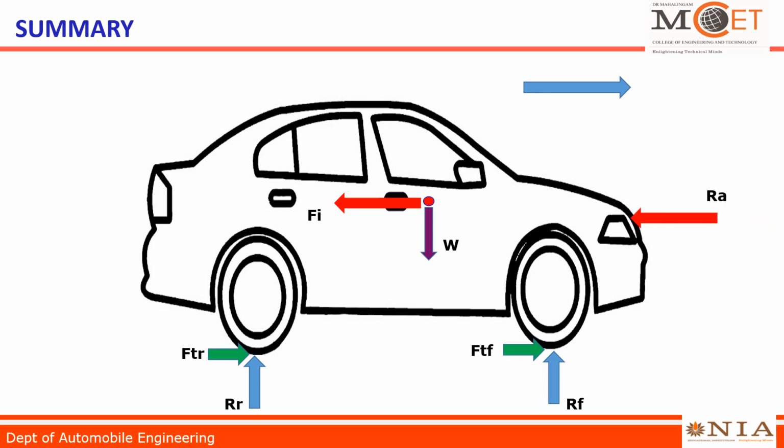After that, we have two different resistive forces because it is moving on a flat road surface. If it were moving on a slope road surface, we would have three resistive forces. But here we just consider a flat road surface. We have only two resistive forces, Ra and Rr. They will be at the front and rear wheels based on the tractive force.